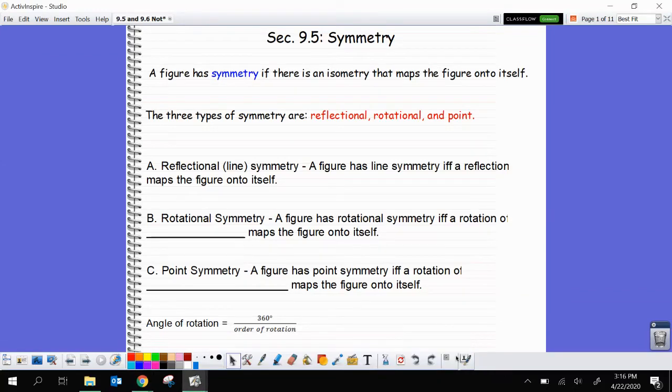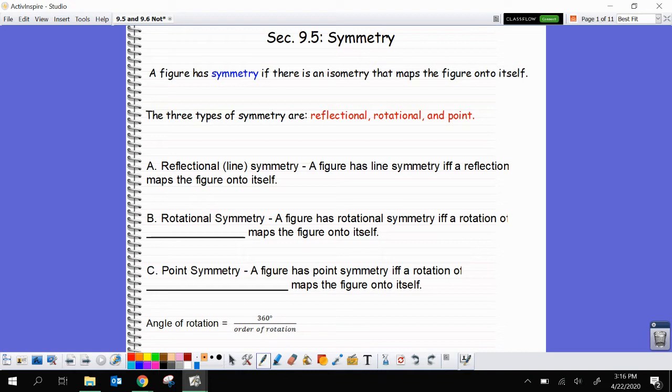Hey y'all, this is the last section for Unit 9 over transformations. And so we're going to be talking about something really simple with symmetry that you learn when you're really little. And then we're going to be talking about dilation. So it should be pretty quick.